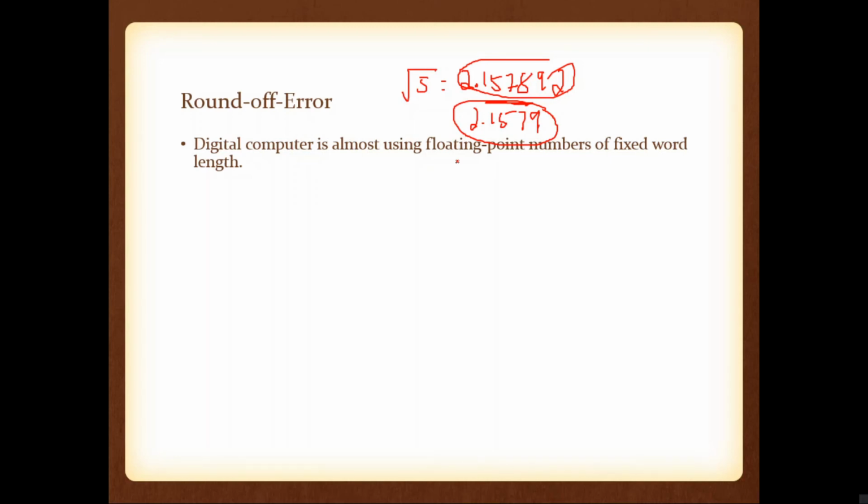And why are we purposefully introducing truncation error? Because we don't have that much time. If you don't have that much time, we have to truncate the series, so we have truncation error. If you don't have that much memory, then we have to round the value, so we are introducing round off error.